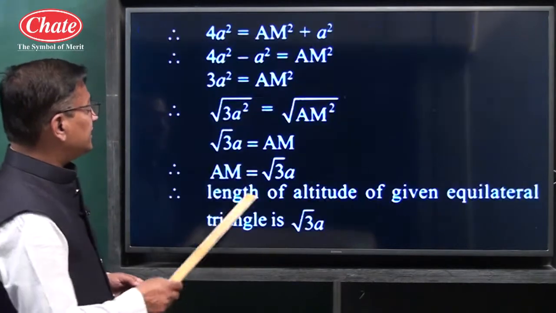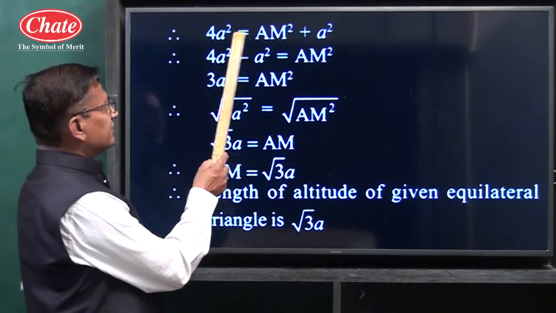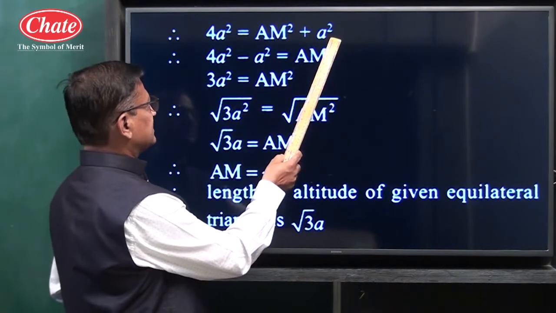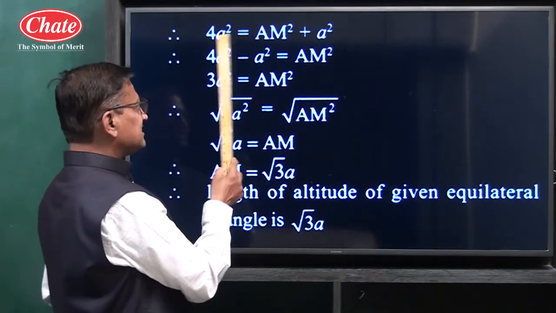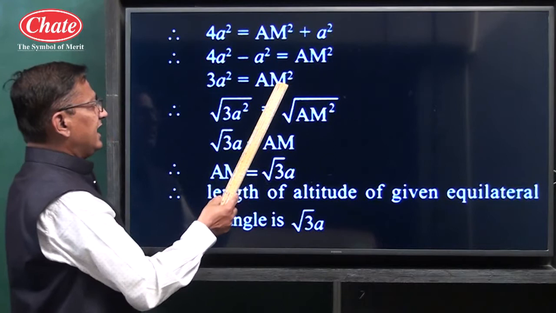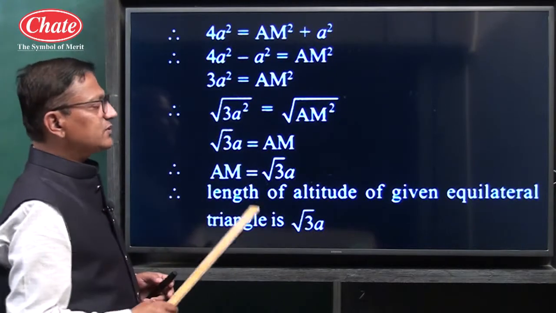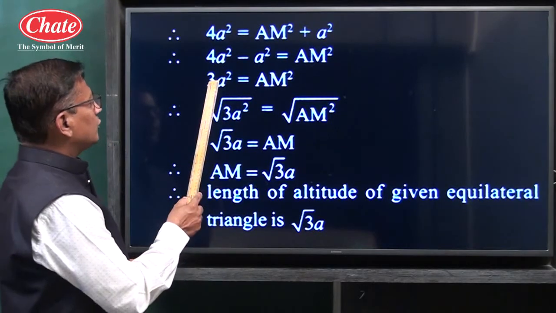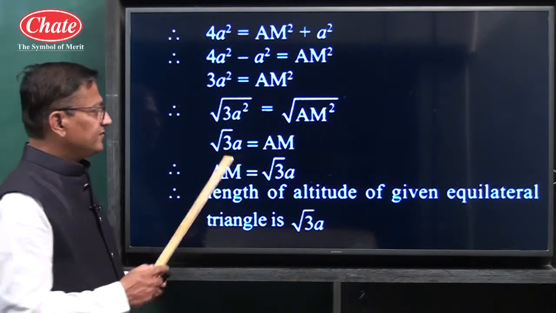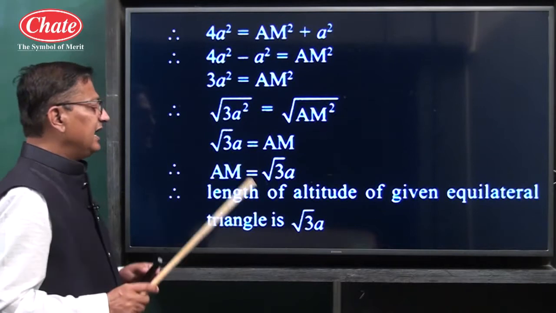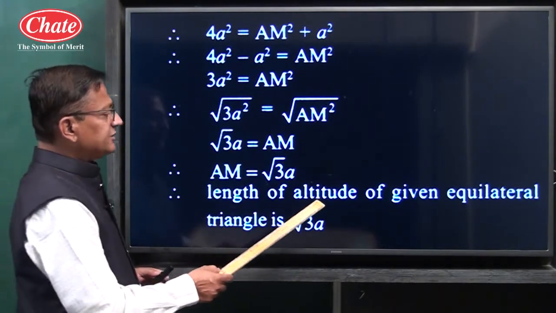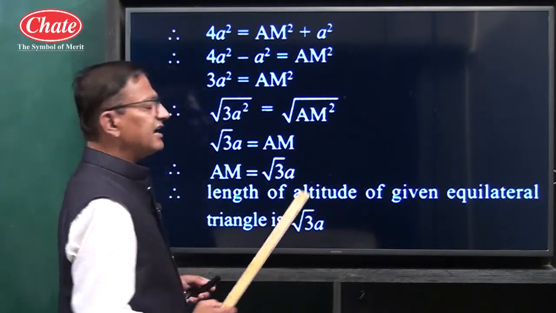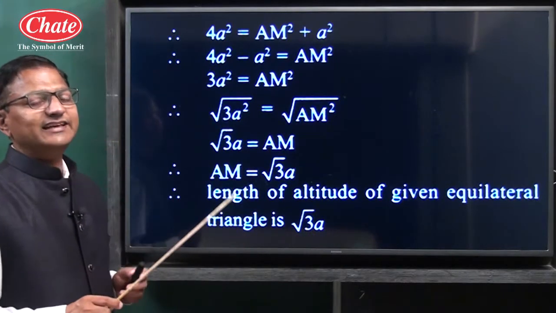Then we calculate AM. 4a square is equal to AM square plus a square. 4a square minus a square is equal to AM square. AM square is nothing but 3a square. Taking square root on both sides, we get AM is equal to root 3 into a. Therefore, the length of the altitude of the given equilateral triangle is root 3 a.